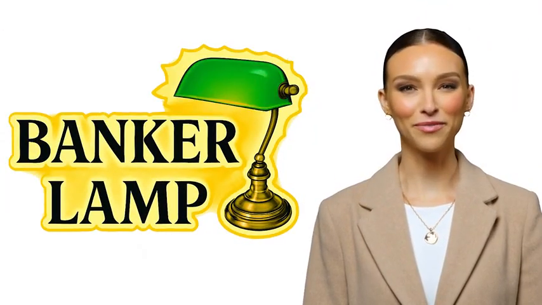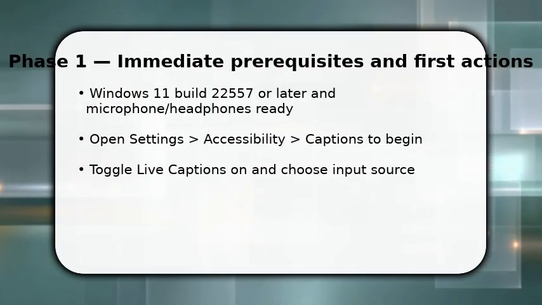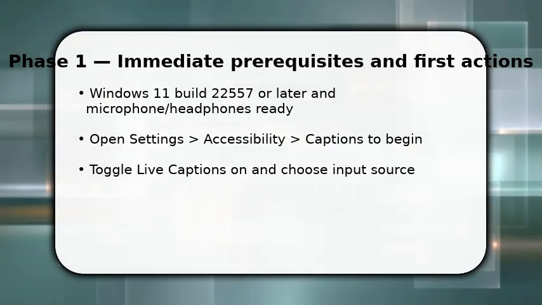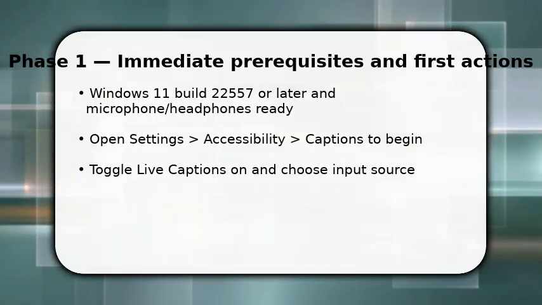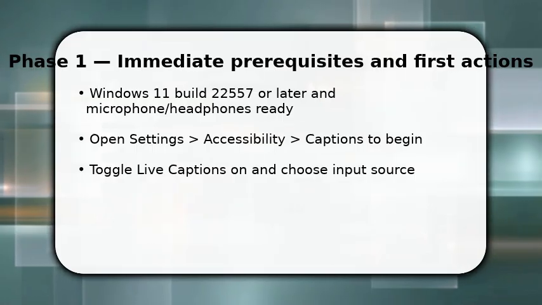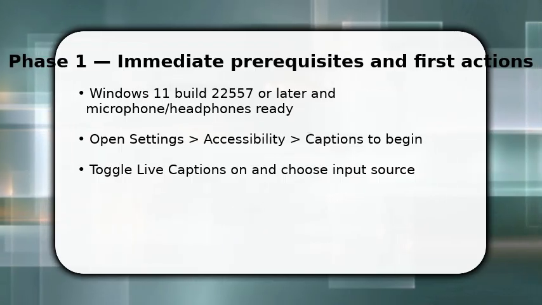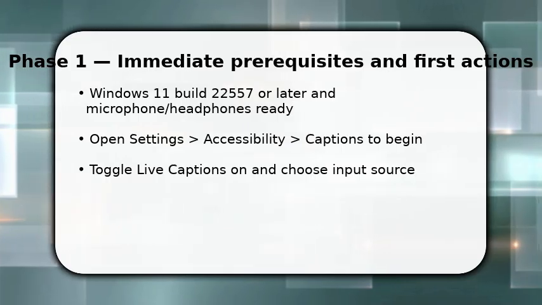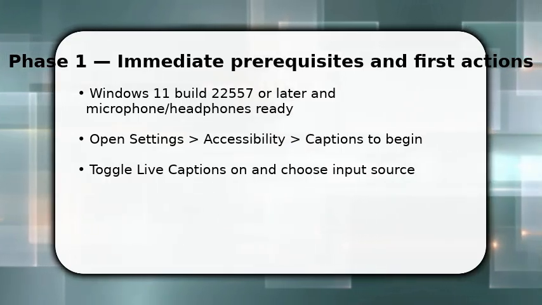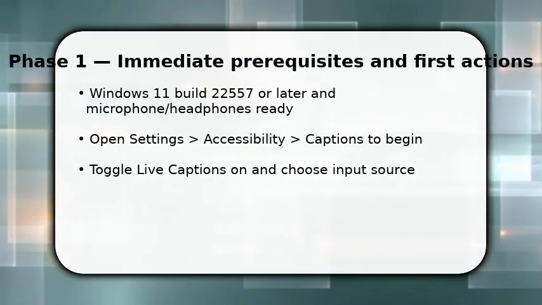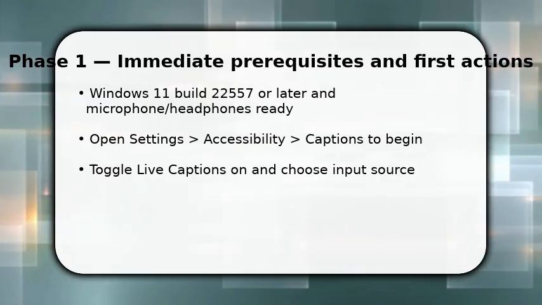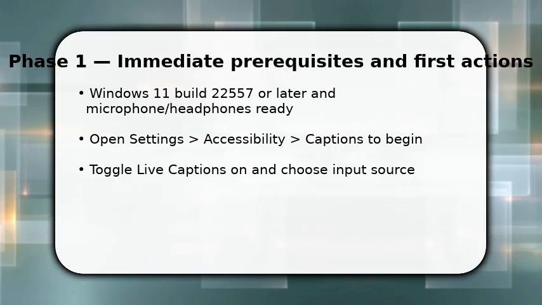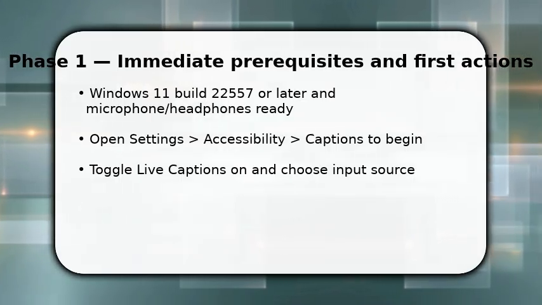Please enjoy the video. You need a recent Windows 11 build and an audio source. That saves time. First, open Settings, then Accessibility, then Captions. This is where Live Captions lives. Turn the Live Captions toggle on. Choose whether to caption system audio, microphone, or both. You do this because Windows can transcribe real-time audio locally for privacy and speed. Once done, pick the input device and language so your captions map correctly to spoken audio.